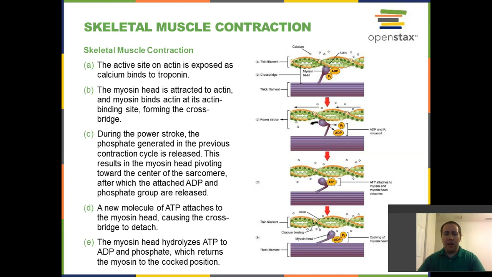Now, I want you to think about this process. Imagine a situation where you ran out of ATP. In what state would the muscle get stuck? Would it get stuck in the relaxed state, or would it get stuck in the activated, contracted state? So contracted, yes. You would get stuck in the contracted state.